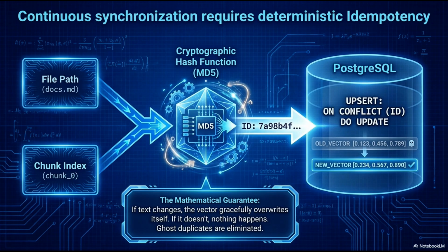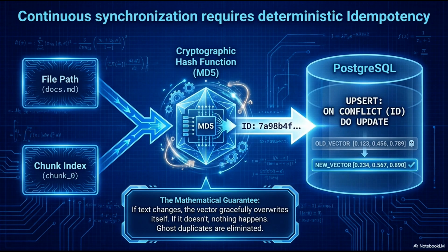When your pipeline sends the data to pgvector, you don't use a standard SQL insert command. You use an upsert, specifically the INSERT INTO ... ON CONFLICT (id) DO UPDATE command. Walk me through what that SQL query actually does when it hits the database engine.